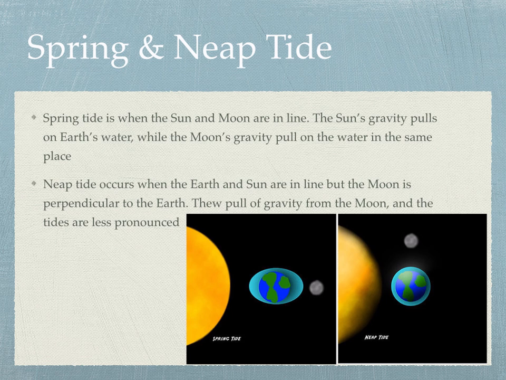This is because the high tide produced by the Sun adds to the low tide area of the moon, and vice versa. So high tide is not as high and low tide is not as low as it usually might be.